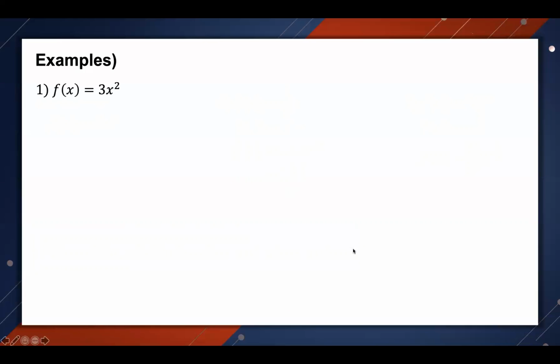And let's get some examples. The first one is f of x equals 3 times x to the power of 2, and we use the constant multiple rule. The constant 3 is not changed, and we put the 2 before the variable x, so f prime equals 6x.